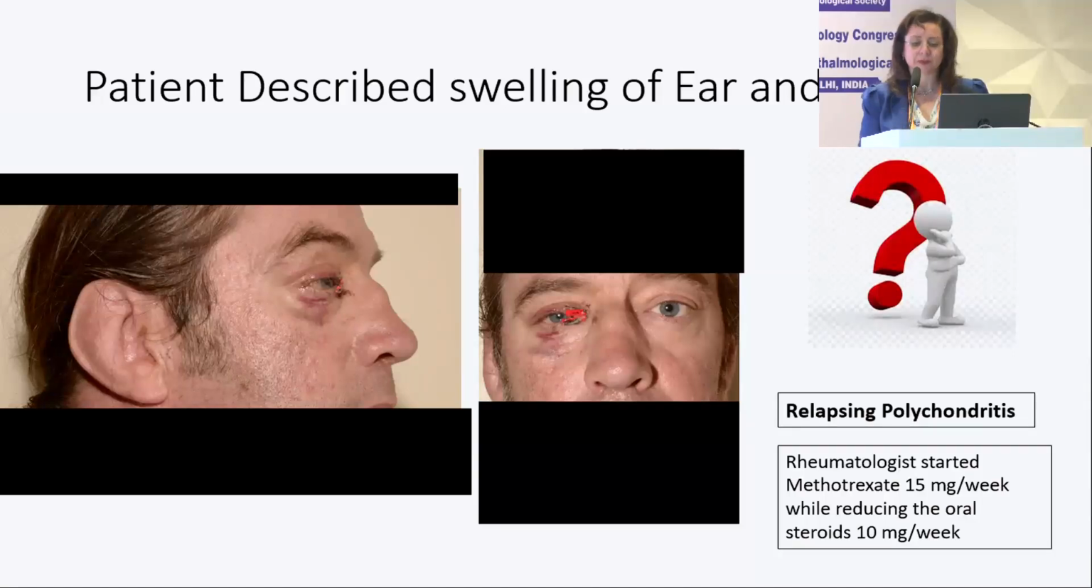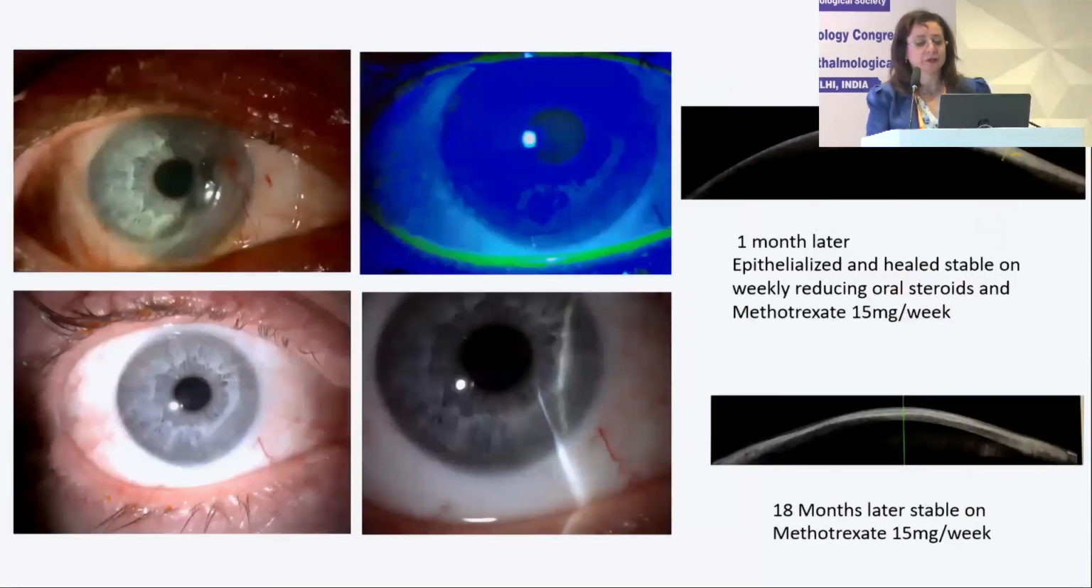using methotrexate 50 milligrams per week while we reduced the oral steroids, and then the patient had very good vision, completely epithelialized 1 month after, and this is the patient here 18 months after, completely stable on immune suppression.